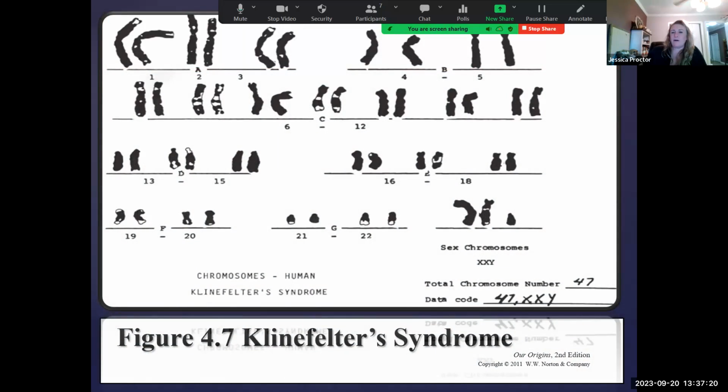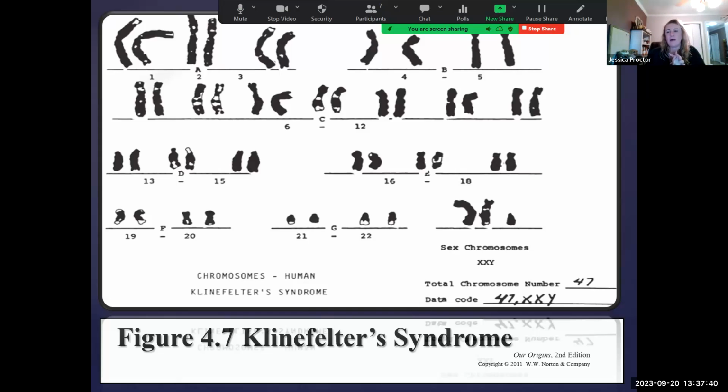So this is an example of something called Klinefelter syndrome. So this is actually an entire extra chromosome. So we're not talking just a segment of the DNA. We're talking an entire extra chromosome here. So we saw some examples of karyotypes in chapter 3. But just to review a little bit, a karyotype is just a picture of the chromosomes, basically.